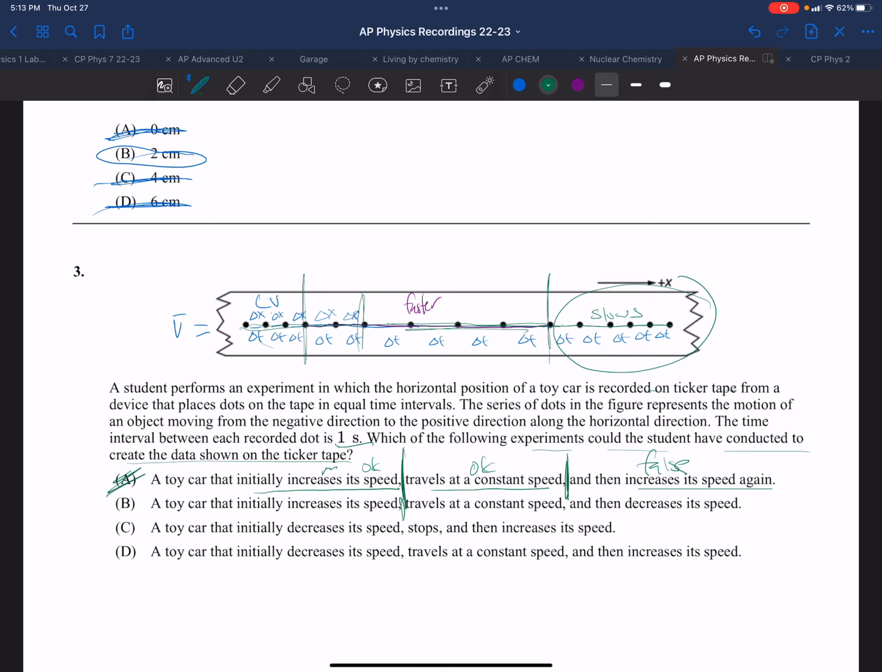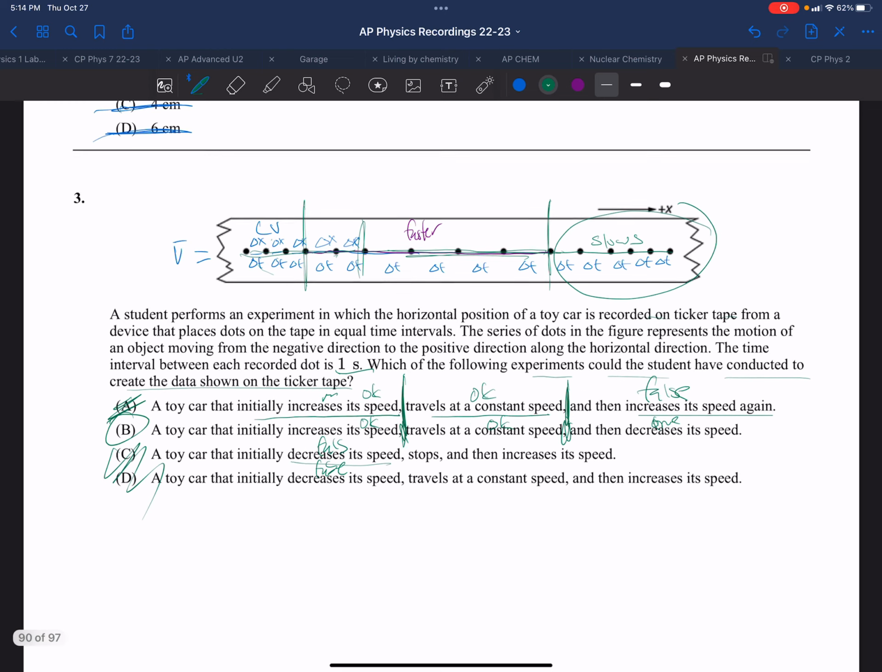B, increases its speed. We said that was okay before. Constant speed, and then decreases speed. That is definitely true. So it looks like B is our answer. We'll consider the others. Decreases speed. Well, if we're decreasing speed, they get closer together, so that's false. And both of those are decreasing speed, false. So C and D are out. And B is our answer.